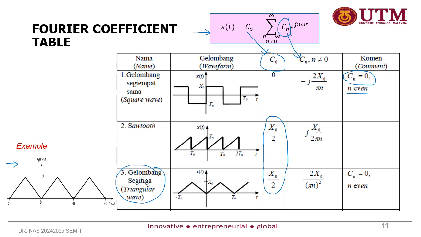So from here, you know that the C0 for this particular signal is x0 over 2, and Cn is negative 2x0 over pi n squared, and that's a remark for this particular signal. And you should also take note of the variables involved. So in this case, x0 equals 2, and the t0, the fundamental period, equals 20, and don't forget the unit, millisecond.